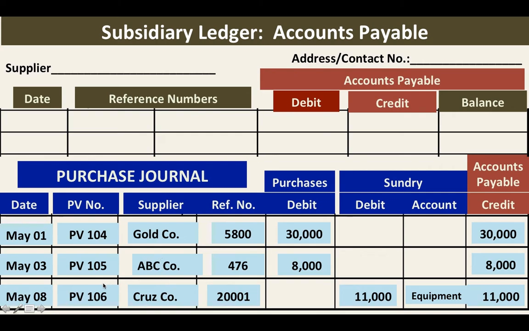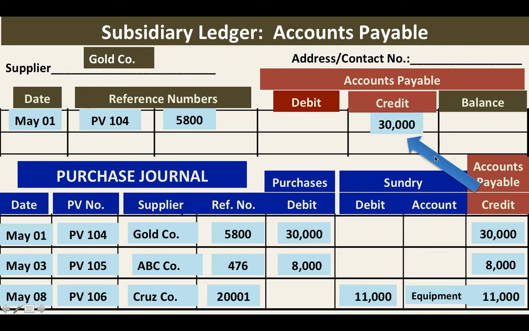So in this case, okay, this is our supplier, assuming that we will maintain a record for gold company. Gold company, okay? And then, so we have to enter the May 1 transaction. So May 1, reference number is PV104, and that is the invoice from that purchase is 5800, okay? And here, ang ipopost natin is this, the accounts payable. So we are going to put the 30,000. So ang balance natin as of May 1st, ang utang natin kay gold is 30,000.